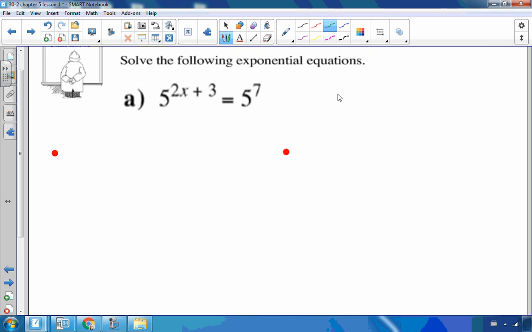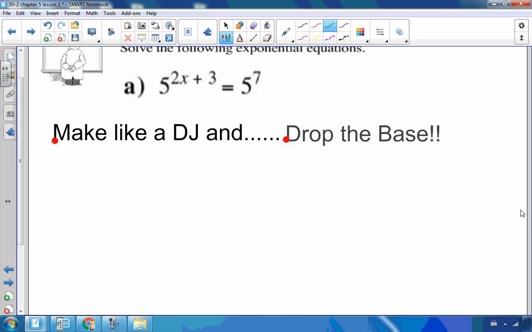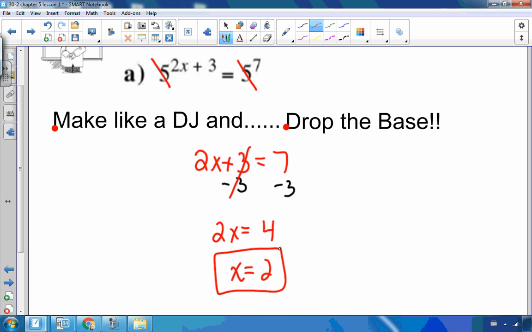So I want to solve this equation. The biggest trick is putting the bases as the same. And you can see the bases here are the same. They're both a 5. So what we are going to do is make like a DJ. Well, what do I mean, make like a DJ? Since the bases are the same, I am going to drop the base. So by dropping the base, I can say since the bases are the same, the exponent must be the same as well. So little Gato's humor there for you. Drop the base, subtract 3 from both sides, and I end up with 2x equals 4. Divide both sides by 2, and I get an answer of x equal to 2.